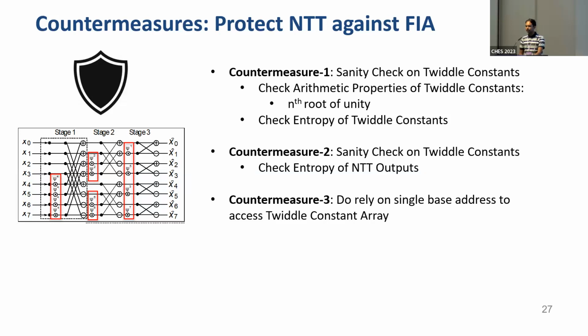The second countermeasure would be to perform a sanity check on the NTT outputs themselves, because we know that upon injecting the fault, the entropy of the NTT outputs is drastically reduced. So before using the NTT output for further computations, you can try to perform some entropy checks or sanity checks on the NTT outputs. The third countermeasure would be to remove the single point of failure by ensuring that you do not rely on a single base address to access the entire twiddle constant array. It will make the attack harder, obviously, but it probably wouldn't really prevent the attack, as the attacker would just need to inject a larger number of faults. But this can definitely be used as a mitigation technique against the attack.